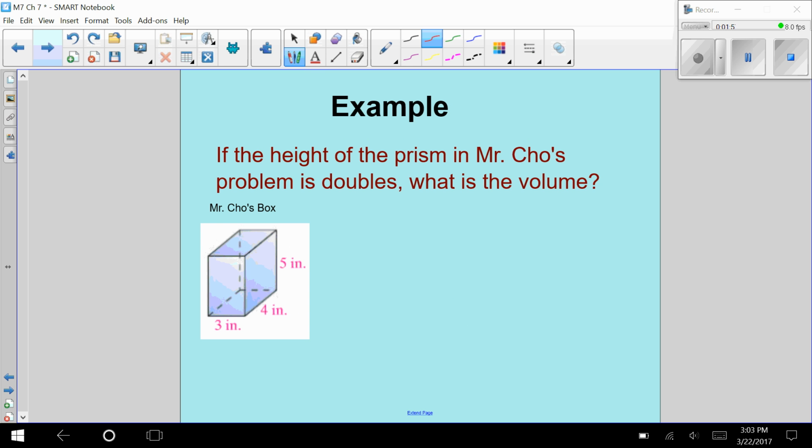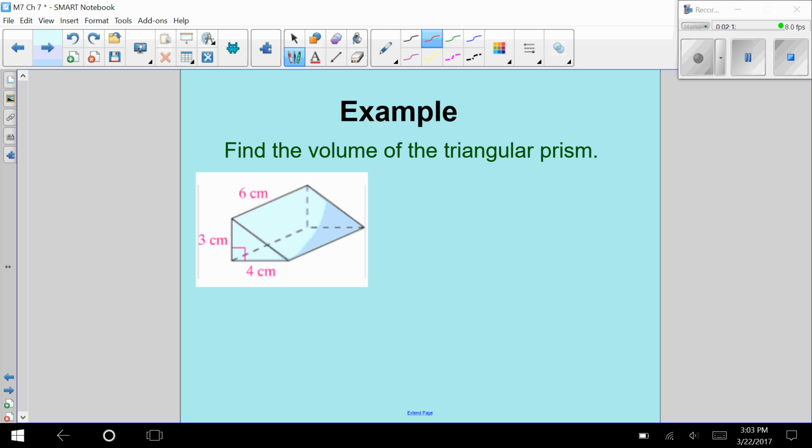Try this one. If the height of the prism is doubled, so I'm changing this 5 to a 10, what is the volume? All right, what we should do on this one is 3 times 4 times 10, which would give us 120 cubic inches. Now we're going to look at a triangular prism.